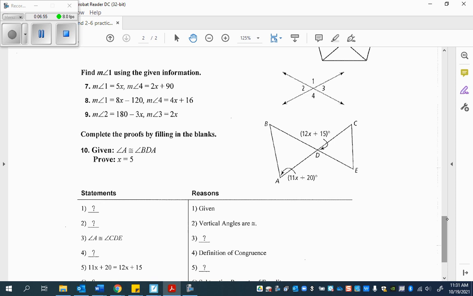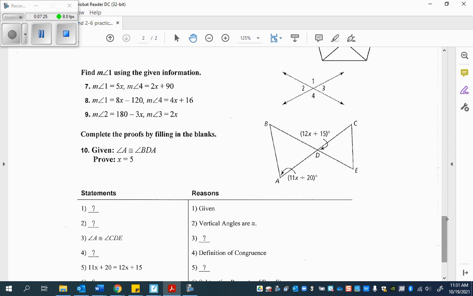So your key, I don't know if yesterday's class updated that like I asked them to, but I want to make sure that you know what the measure of angle 1 is in each of those scenarios. So the measure of angle 1 in number 7 is 150, number 8 is 152, and in number 9, 108.